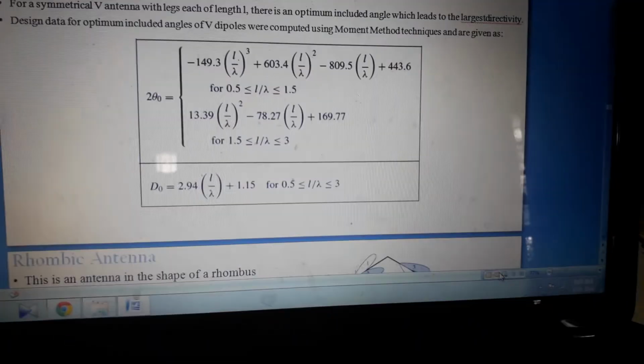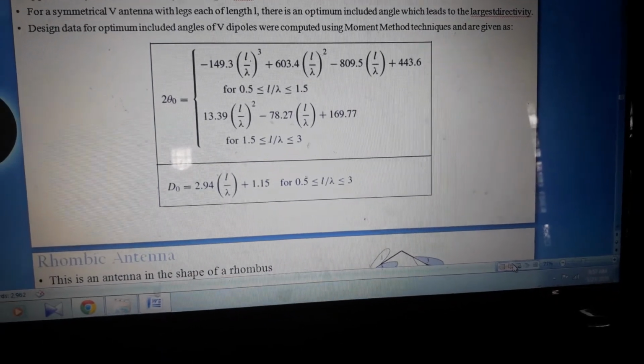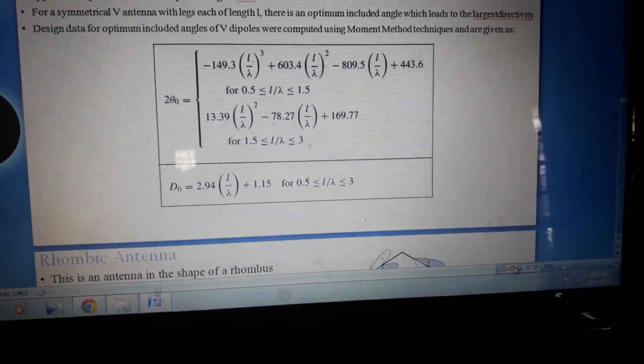This is the equation for finding directivity: D naught is 2.94 L/lambda plus 1.15, for the range of 0.5 to 3.